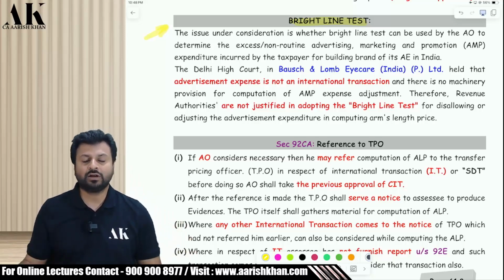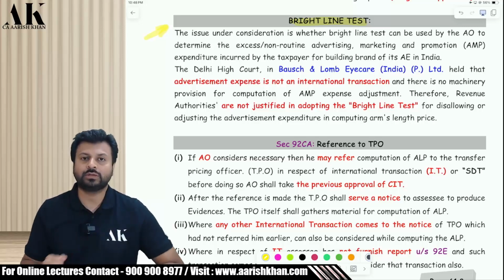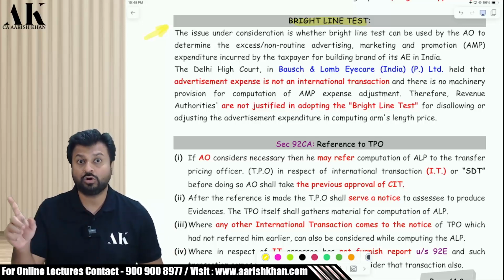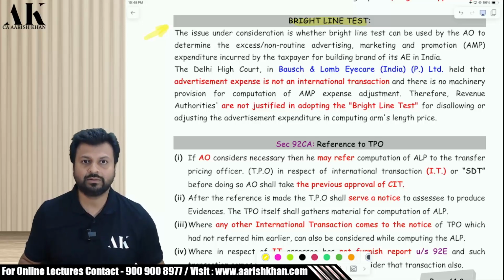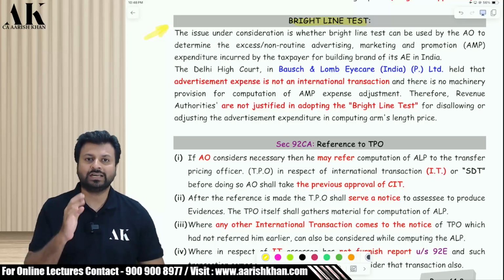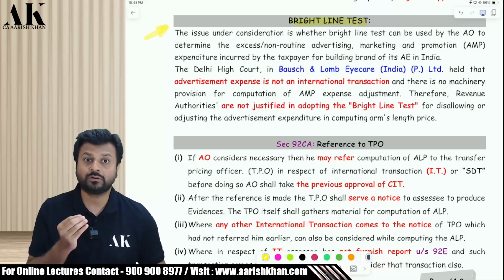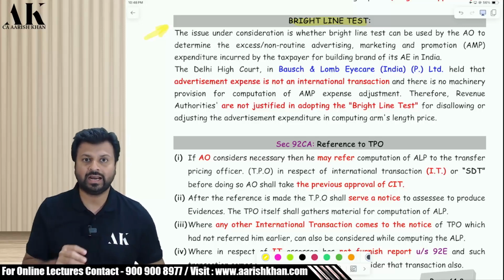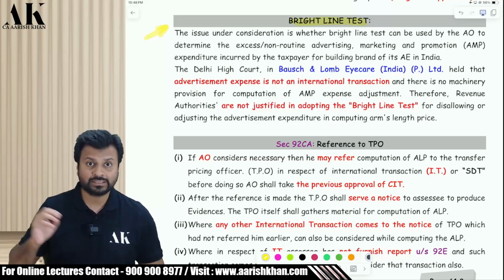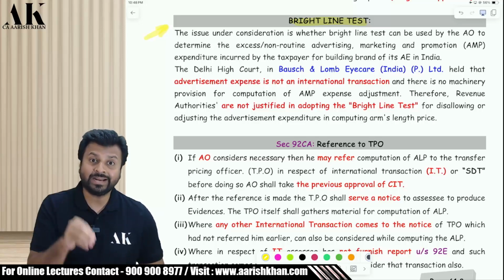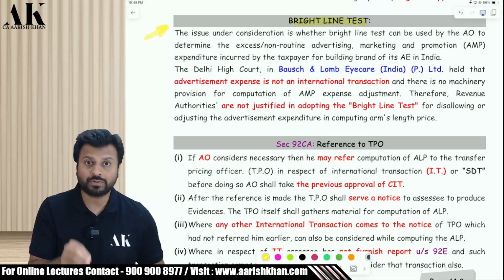Now, the assessing officer is saying that I'm going to apply this concept of bright line test and disallow the non-routine expense of advertising, marketing and promotion expenses. Now, the assessee said that you cannot disallow the non-routine expense. Why? Because the concept of bright line test is not prevailing in India. This is prevailing in foreign countries, in Western countries. But right now, the concept of bright line test is not prevailing in India.